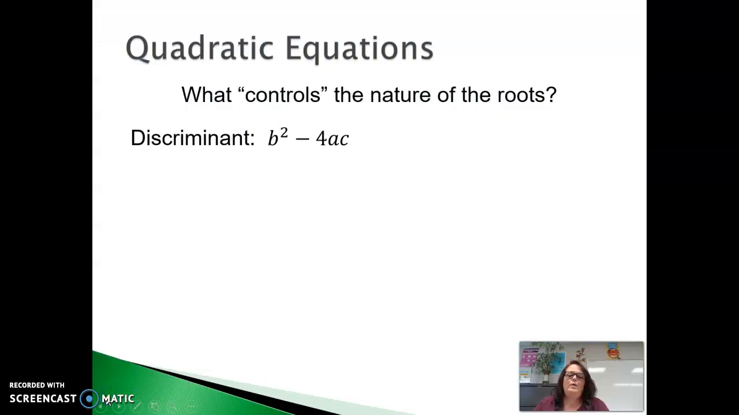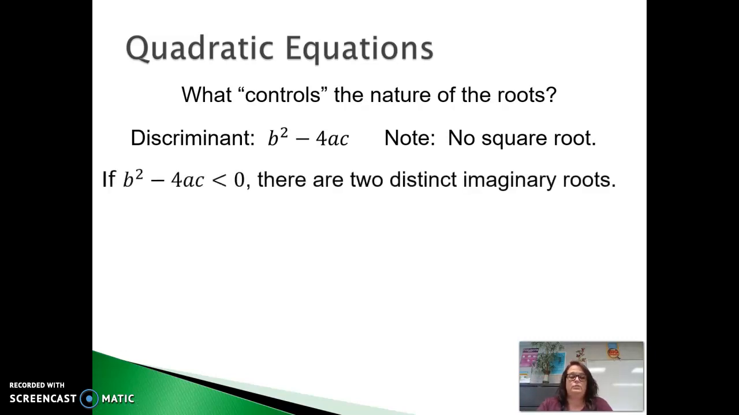So we want to talk about what is it that makes our answers real? What makes them imaginary? What makes them rational? And what makes them irrational? And what we learn is it's that number inside of the radical that is making those decisions. Because, for example, if it's negative, a negative inside the radical is going to be imaginary. So the numbers inside the radical are b squared minus 4ac, and we call that the discriminant. All right, so note, we're not talking about the radical, we're talking about just the number on the inside. So don't have the radical as part of your answer.